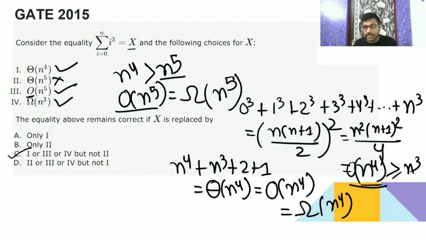This n to the power 4 is the tightest upper bound, and after that you can take n to the power 5, n to the power 6, n to the power 7, and omega n to the power 3 you can say, n to the 2 you can say, and you can say it is greater. So the equality above remains correct if x is replaced by either 1 or 3 or 4, but not 2. In place of x you can substitute 1, 3 or 5, but not 2.